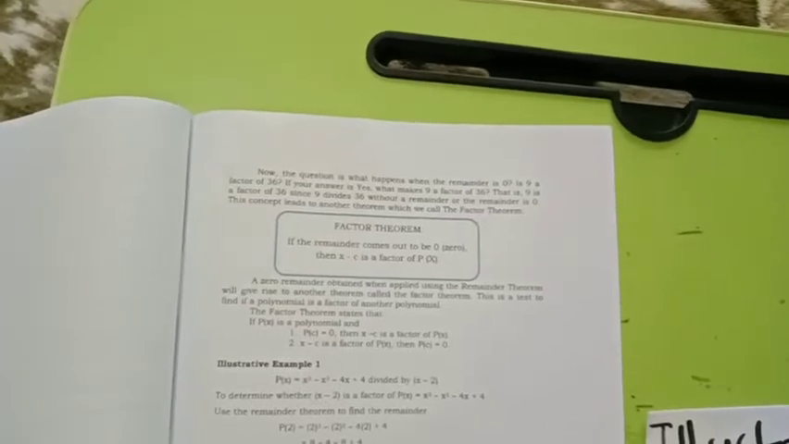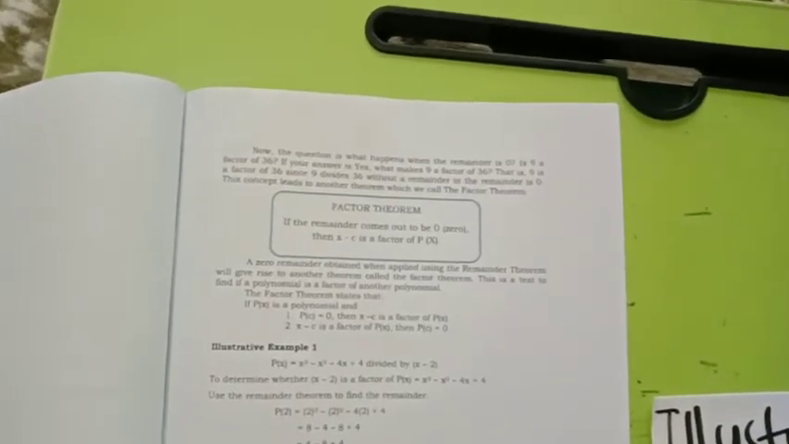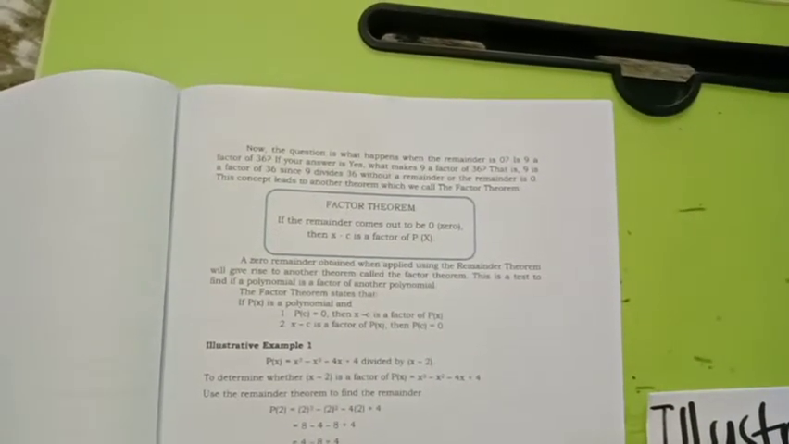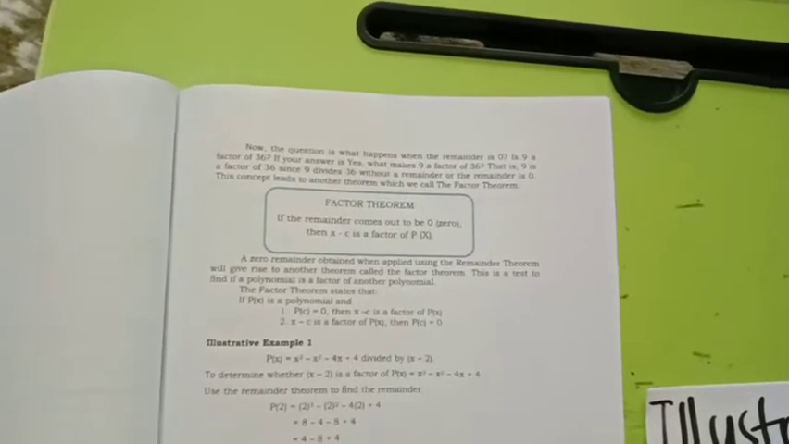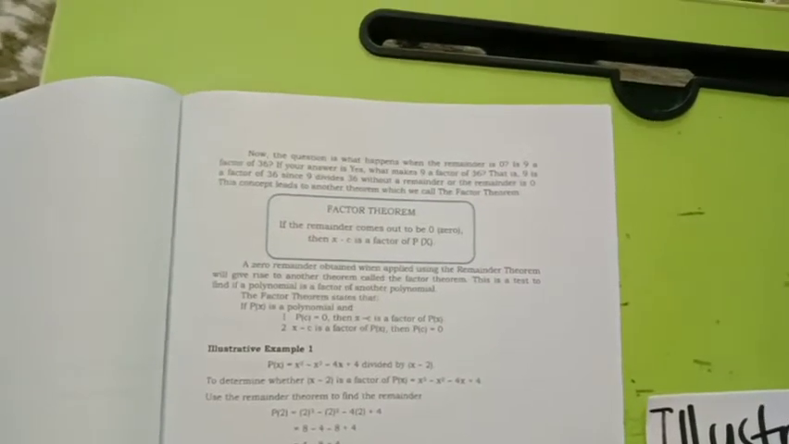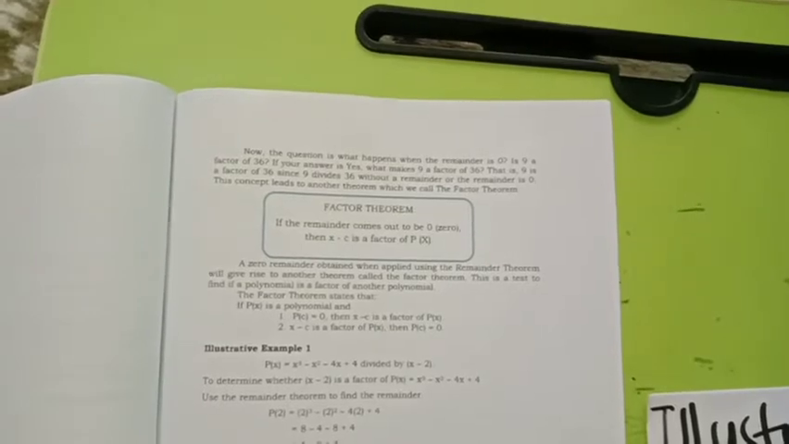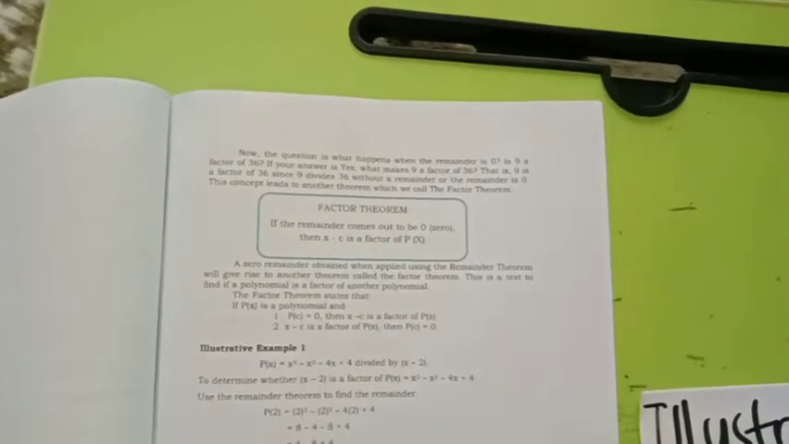of p of x. So after using the remainder theorem, kung ang nakuha nating remainder ay 0, that means the divisor x minus c is a factor of the polynomial p of x. So yung condition na yon will only apply kung ang makukuha nating remainder ay 0. A zero remainder obtained when applied using the remainder theorem will give rise to another theorem called the factor theorem. This is a test to find if a polynomial is a factor of another polynomial.